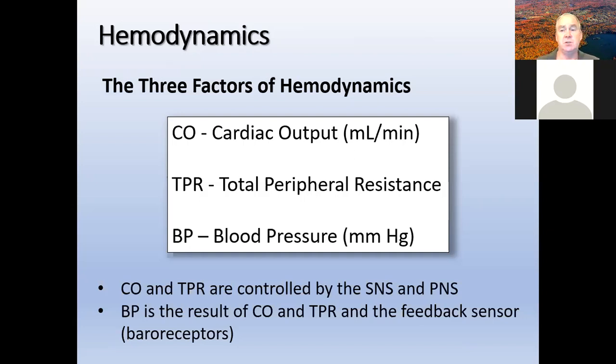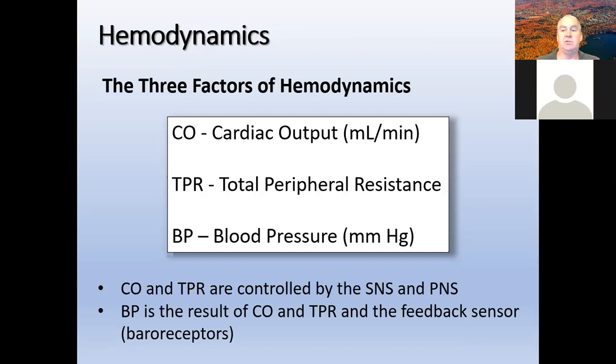Total peripheral resistance is kind of like the hole in the balloon, right? If you've got a big balloon and there's a hole at one end that's regulated, blood will keep going through it as long as you keep putting blood into it. You crunch it down, it's going to get bigger and you're going to get more pressure inside the system. And then blood pressure, which is what we're looking at. Cardiac output and total peripheral resistance are controlled by the sympathetic and parasympathetic nervous systems, mostly sympathetic, but also some PNS in the heart. And then the output is blood pressure.